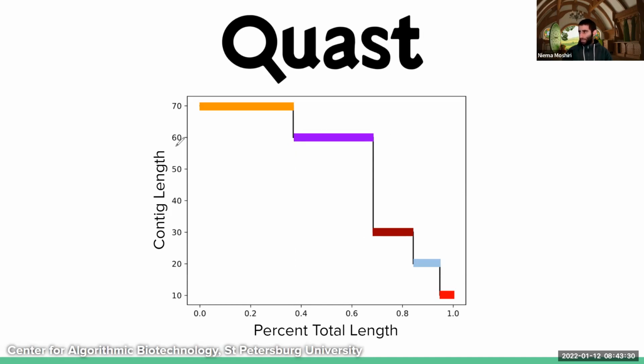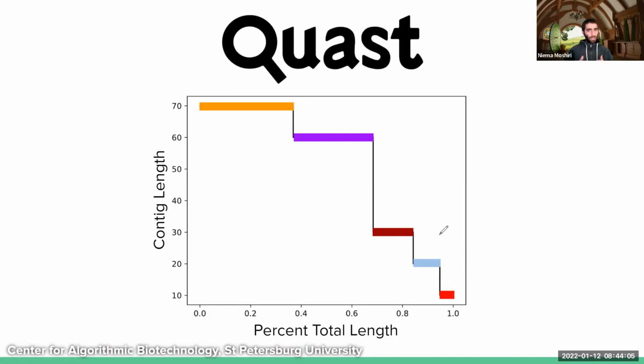Then the second contig that I had was length 60, right? So I put that at y equals 60, and it is this range of my total length. So up to this point, this was roughly 70-ish% of my total contig length, composed of just these two. And then the next longest contig had length 30, the next one had length 20, and the next one had length 10. And QUAST will do this for you.